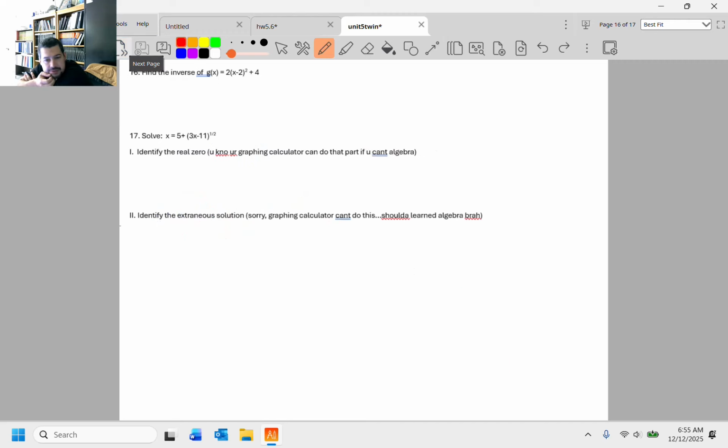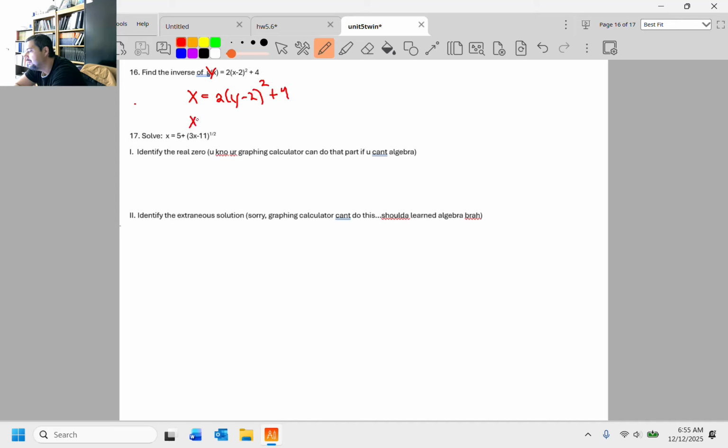16, find the inverse of this one. See how this guy's in vertex form? If you have no idea what vertex form is, start paying attention. Same steps as last time. We're going to swap x and y. Now this is y. G of x is just a fancy way of saying y, and it's going to become x. Every x I see is going to become a y. We're just going to do our baby steps.